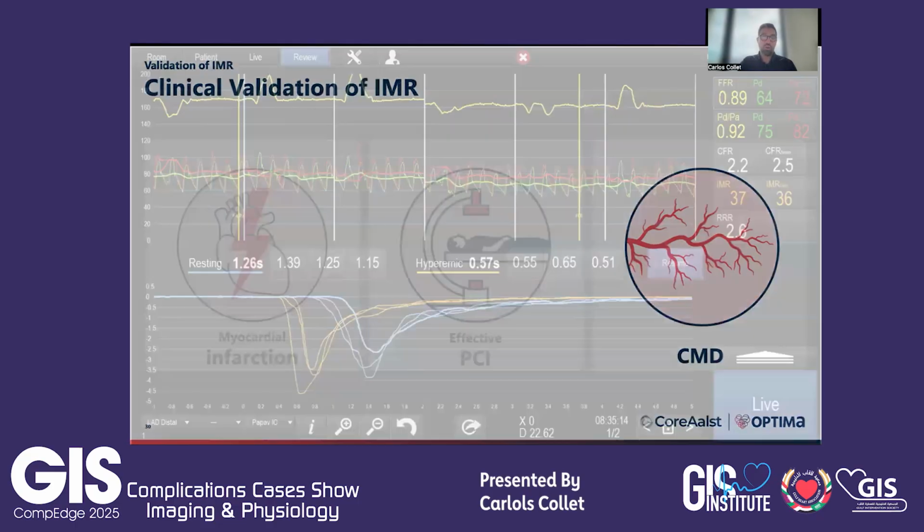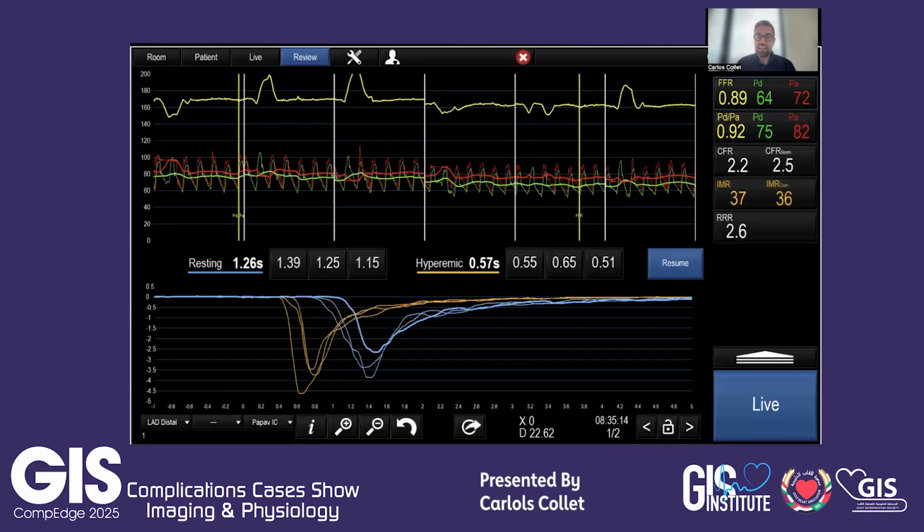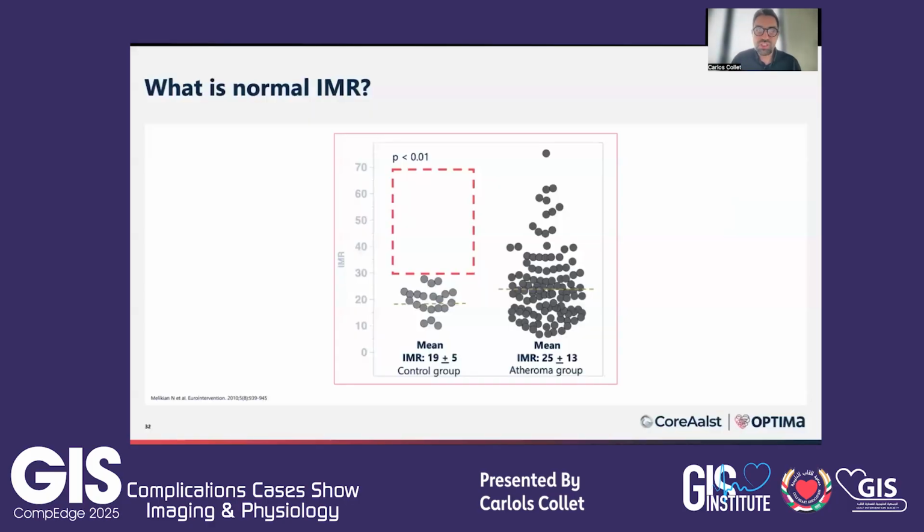Now, of course, the holy grail, or where we really see a niche of these tools to be used, is in patients without obstructive CAD. And this is a typical case of a patient with CMD. You see here that the CFR is 2.2, the IMR is 37. That's a typical case of what we call low CFR with high IMR, or structural CMD.